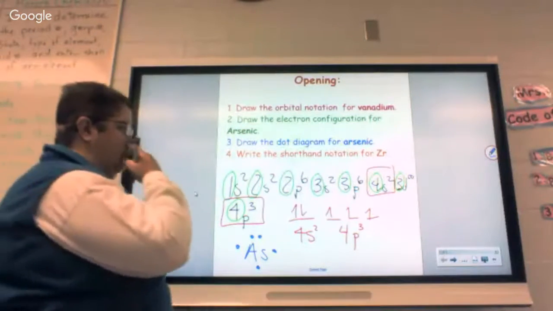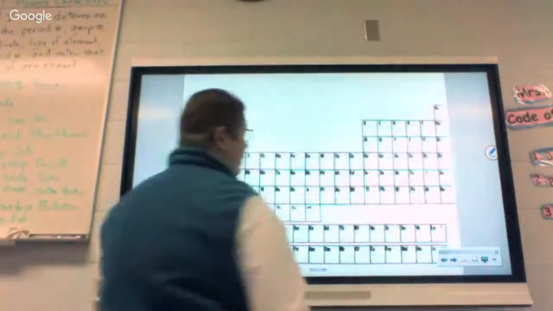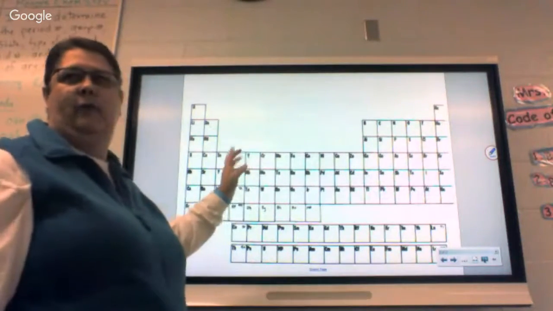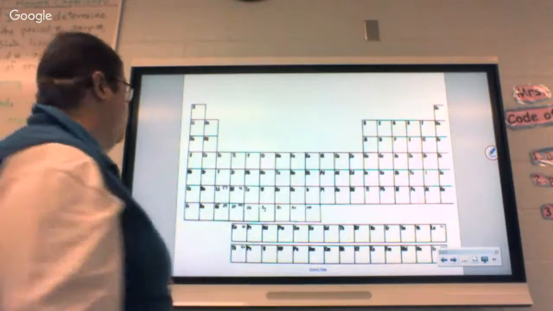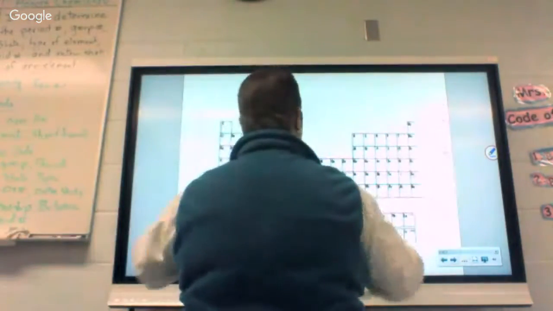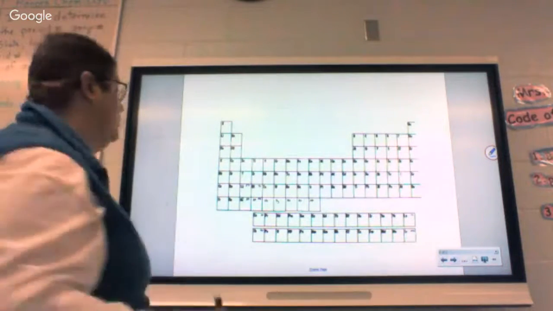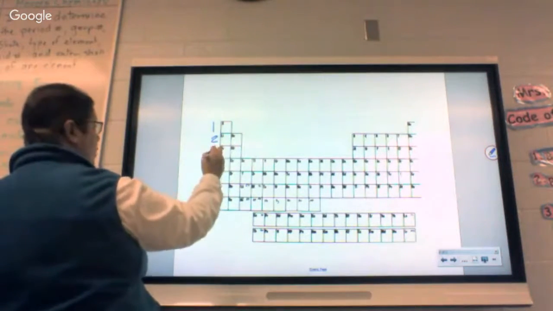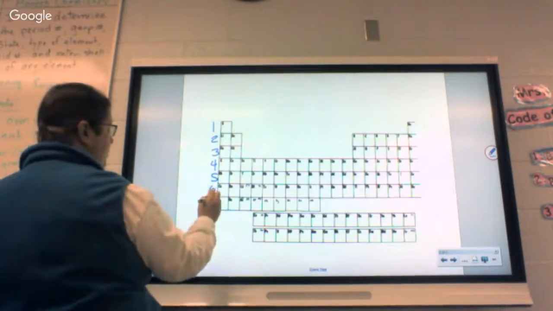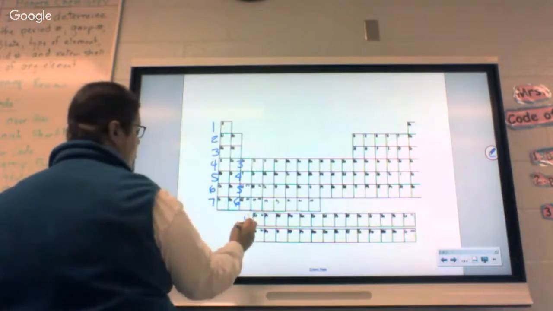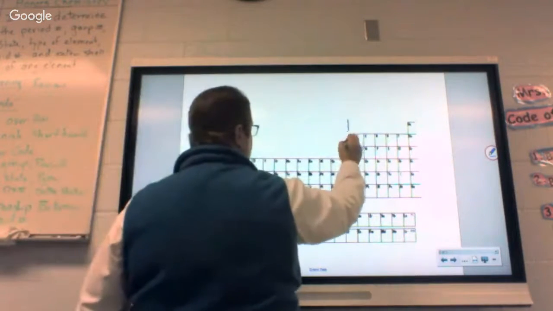All right, and the shorthand notation for zirconium. Now, you'll have a periodic table that'll look like your green one, except that it will just be on white paper when we do the quiz. Yes, you can. That's why I make copies of it so you can draw and write all over it. All right, so when we put our numbers in, you will have to be able to put these numbers in. It will not come with these numbers. You will have to do that yourself.